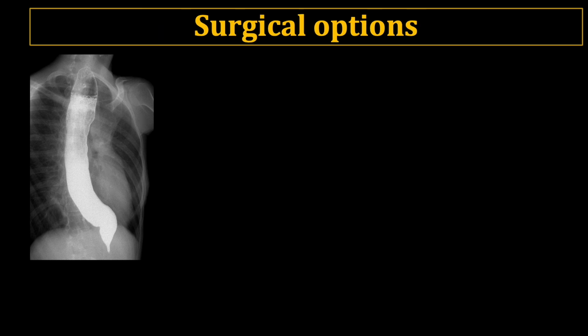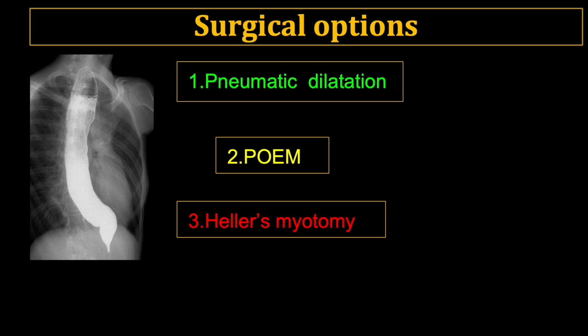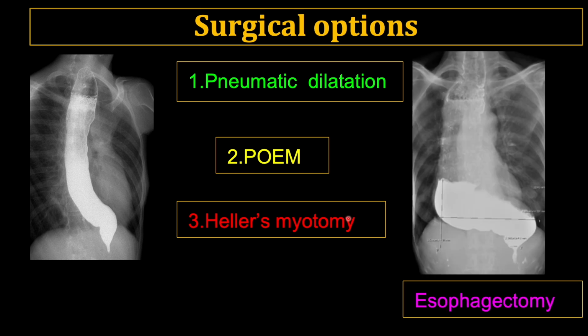Achalasia cardia is treated with surgery. The less severe variety of achalasia cardia can be treated with pneumatic balloon dilatation, peroral endoscopic myotomy, or Heller's myotomy. However, the more severe variety of achalasia cardia, like the sigmoid esophagus, fails this kind of treatment. They are treated with esophagectomy.